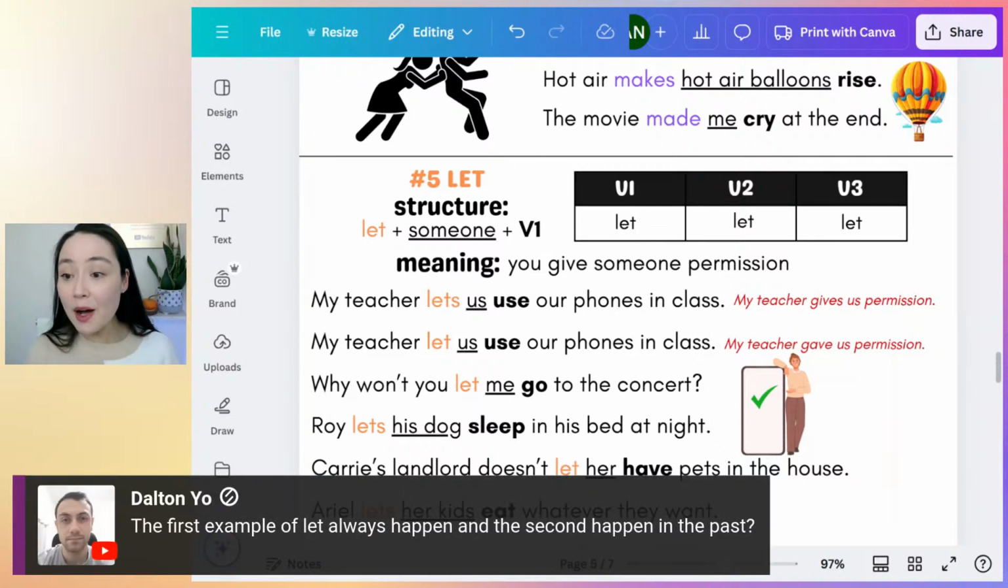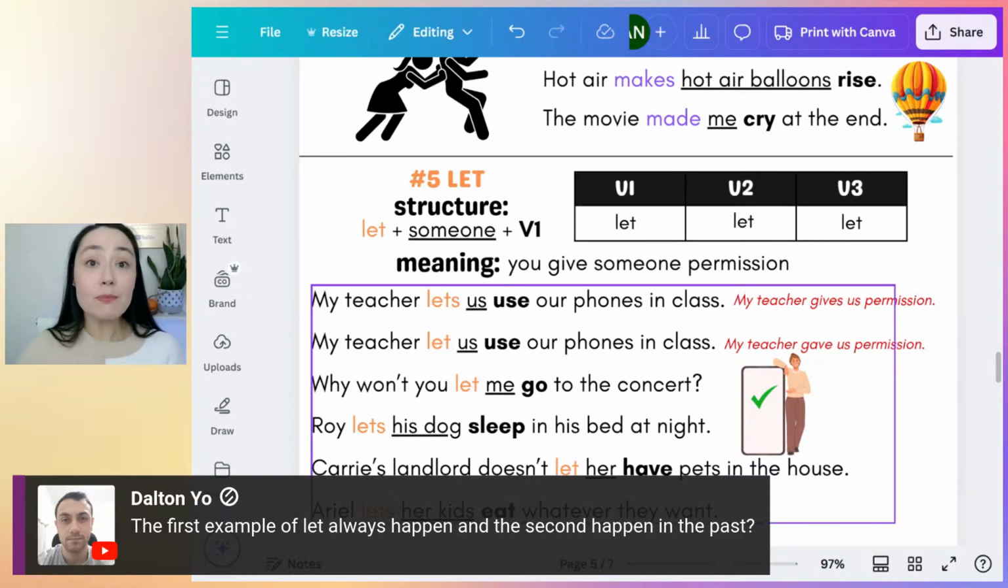Dalton, the first example of let always happens, and the second happens in the past. Correct. So the first one here is present simple. And you know present simple is routine, it's normal, it's regular. Here, past. This could be one action or regularly in the past. Without more context, we don't know.